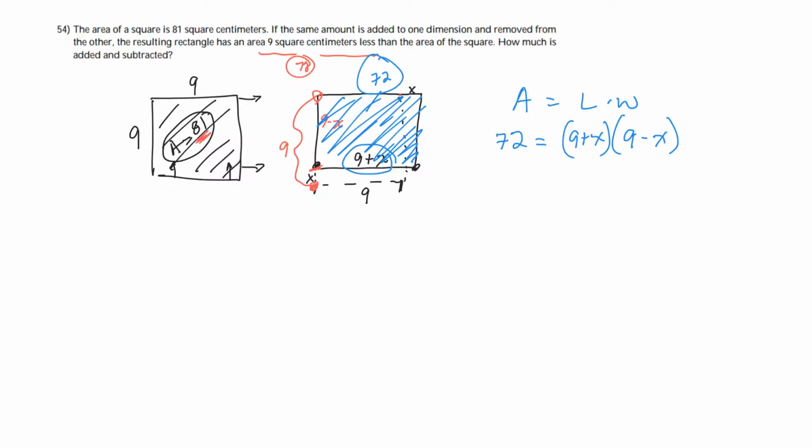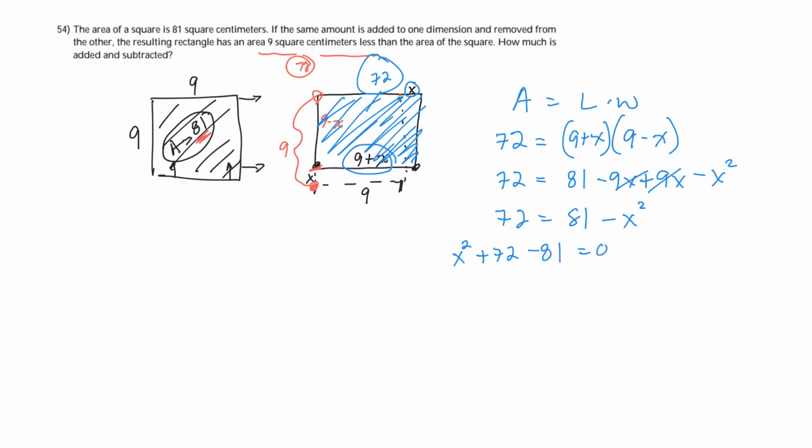Now let me see if I can solve this equation. What I'm solving for is how much things got made bigger or smaller. To solve this, 9 times 9, 81, minus 9x plus 9x minus x squared equals 72. So 72 equals 81, these cancel out, minus x squared. There's an x squared, so let's bring everything to the left side. So it'll be x squared plus 72 minus 81 equals 0. So I just moved everything to the left.